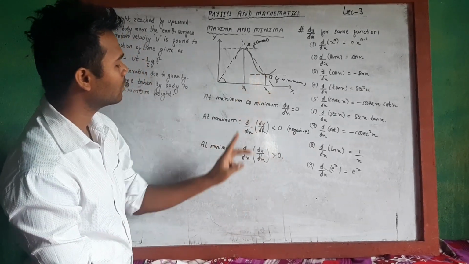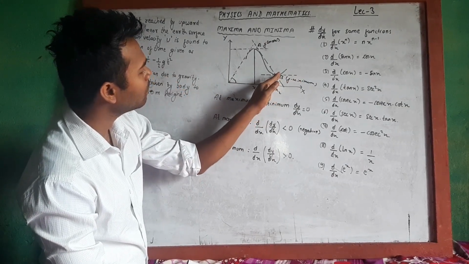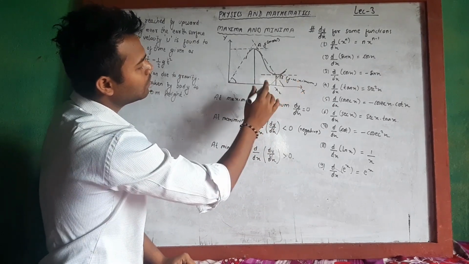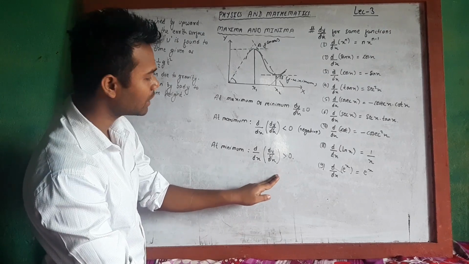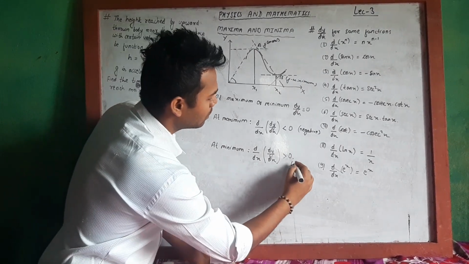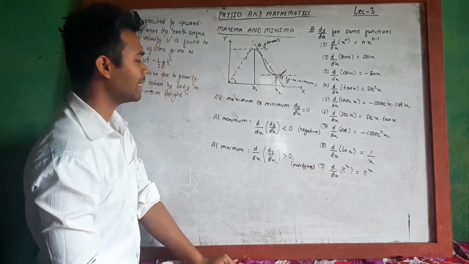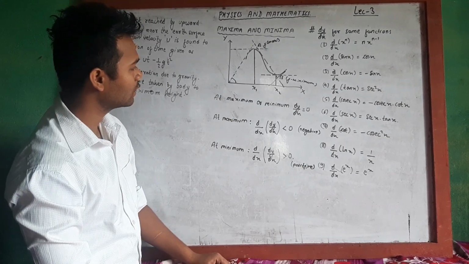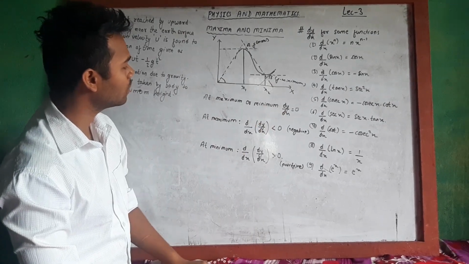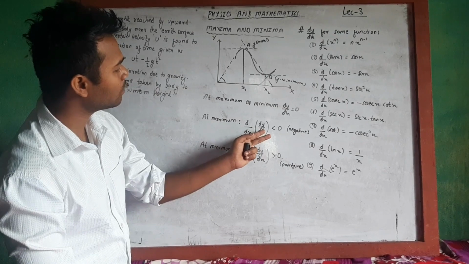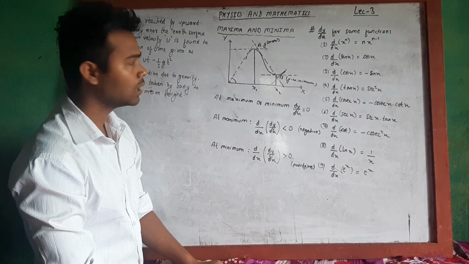Again at the minimum, just after the minimum, the slope will be positive, because as x increases y also increases. That's why at minimum, if we take the second derivative, it will give a positive value, or a positive rate of change of y with respect to x. That's why at maximum or minimum, dy by dx is equal to 0. At maximum, the second derivative will be negative. At minimum, the second derivative will be positive.